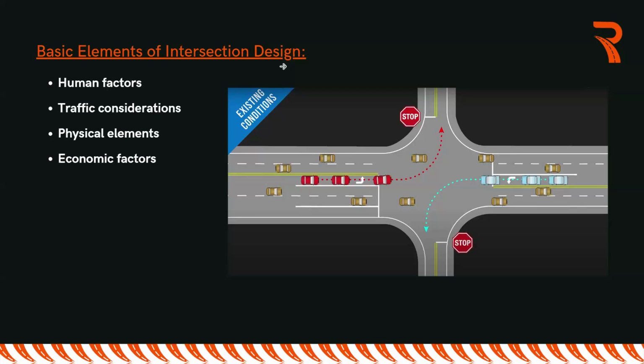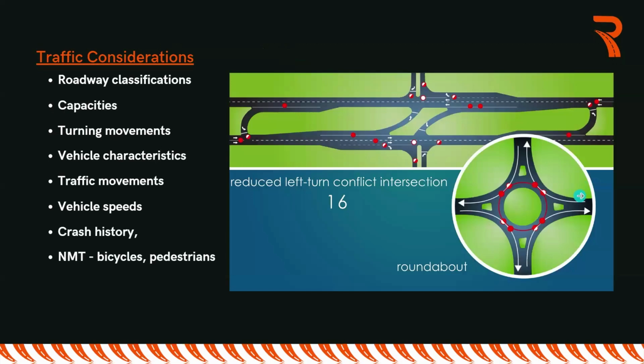These are all things and aspects that change from site to site. They change from one location to another. So we cannot have a one-size-fits-all design for an intersection, especially when it comes to traffic considerations, physical elements, and also human factors. Because drivers in Kenya behave completely different from drivers in India. And then we are talking about economic factors. I think that is obvious. You need to have consideration for the cost of constructing the proposed intersection. And these are the traffic considerations that I was talking about.